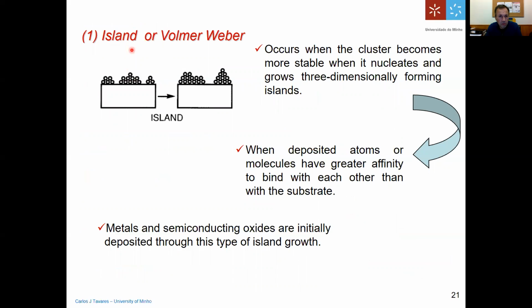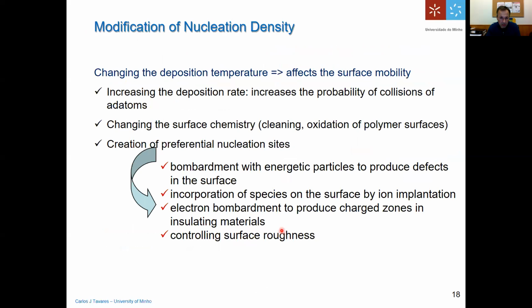So the Island or Volmer-Weber method, like I showed you before, is a method where the atoms that reach the substrate really prefer to grow on top of each other, neglecting the substrate. This occurs when the cluster becomes more stable when it nucleates three-dimensionally, forming islands. And when deposited atoms or molecules have greater affinity to bind with each other than to the substrate, you'll see this type of growth, and you'll see this kind of islands, as you've seen in some examples here.